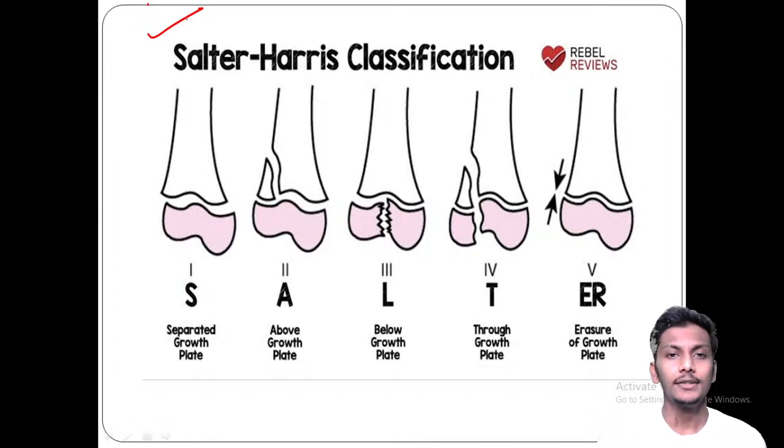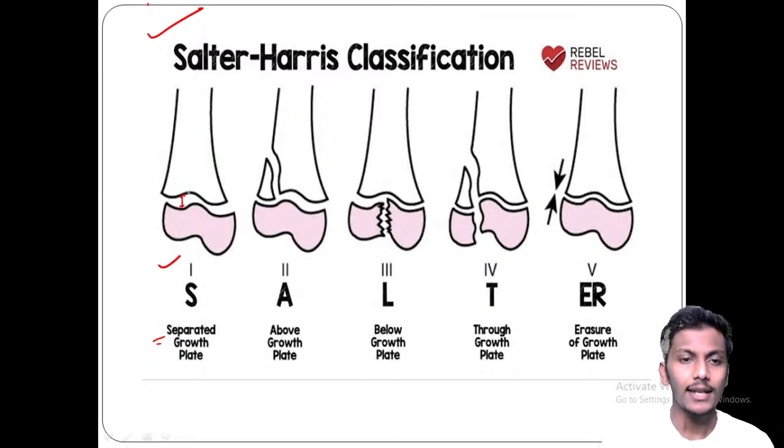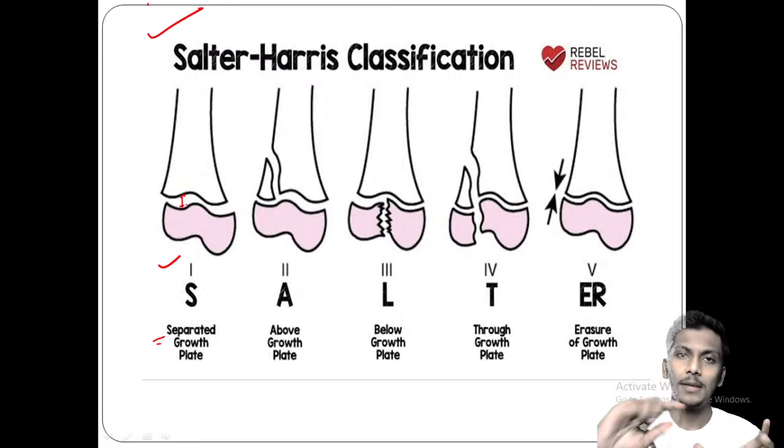Please remember, according to Salter and Harris, the epiphyseal injuries have been classified into 5 classes, or 5 types. And you can remember it by the Salter mnemonic itself. Type 1 can be remembered as a separated growth plate. In type 1 epiphyseal injury, we can see separation occurring at the level of the physis. So please remember, the epiphysis separates from the metaphysis at the level of the physis. This is seen in type 1 Salter and Harris injury.